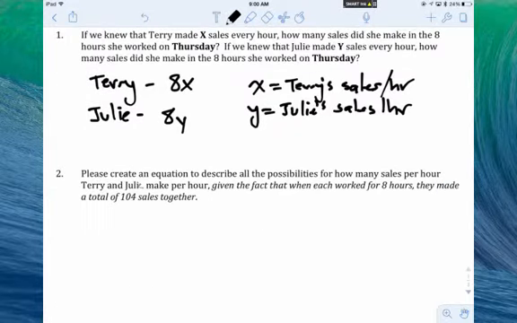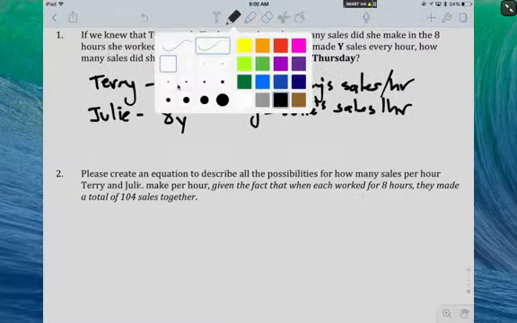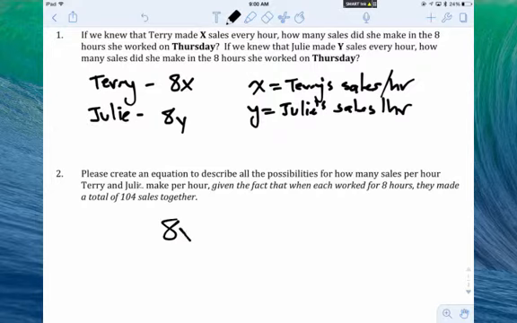Okay, not so bad. So, can we create an equation to describe all the possibilities for how many sales per hour Terry and Julie make, given the fact that when each worked for 8 hours, they made a total of 104 sales together? So my claim is, all we're doing is taking the fact that on Thursday, Terry made 8X sales, and Julie made a total of 8Y sales. We don't know what X and Y are. We don't know how many Terry made per hour or how many Julie made per hour. But we do know that this is the total number of sales they made, and that had to equal 104 on Thursday.